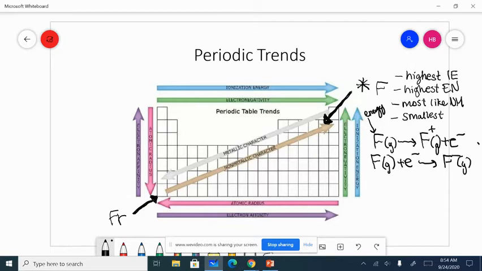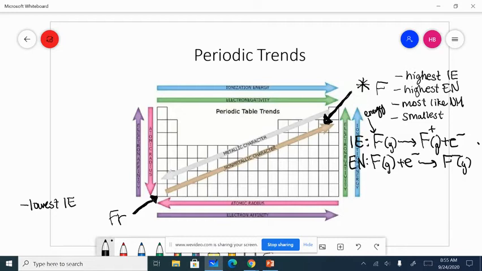He is the best at this because he's the bossiest on the periodic table of the elements, so he is the best at taking other people's valence electrons away from them. Let's go to francium down here. He has the lowest ionization energy, meaning he hangs on to his electrons the worst.